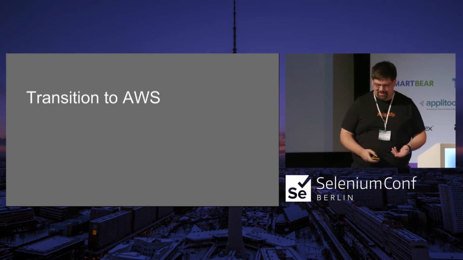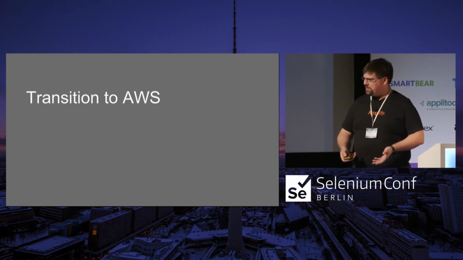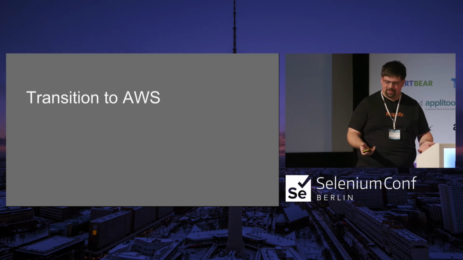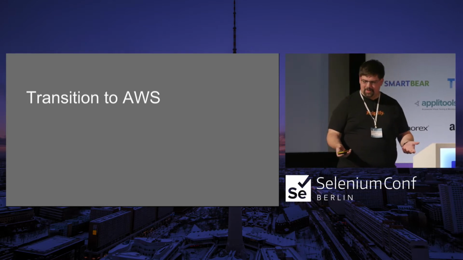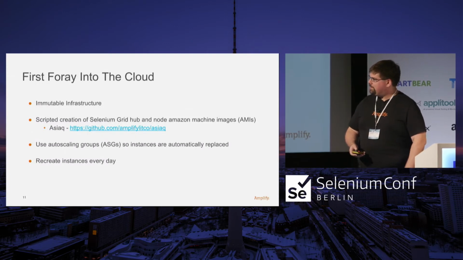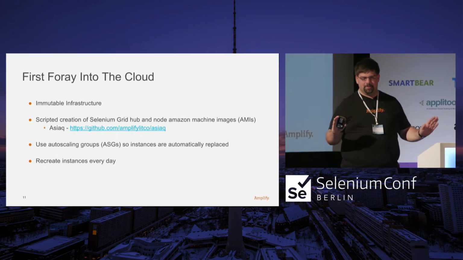And eventually, we were able to transition to AWS. This wasn't just our Selenium Grid. This was the whole company. We all moved out of the data center and onto AWS, the bright new green pasture. And one of the first things we did with that is everything had to be immutable infrastructure.